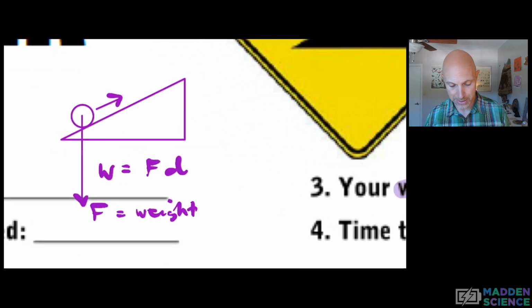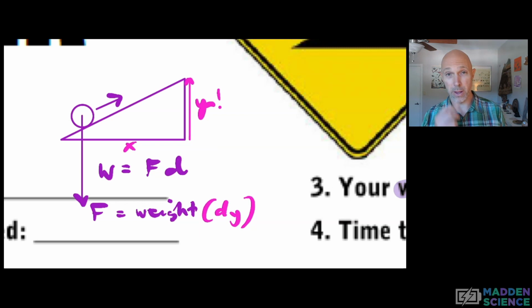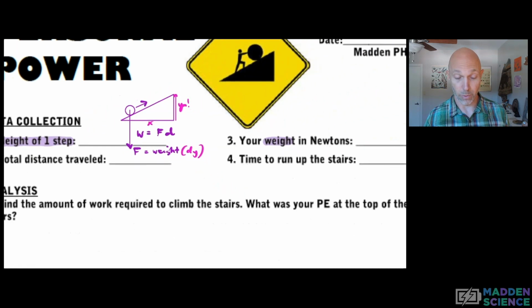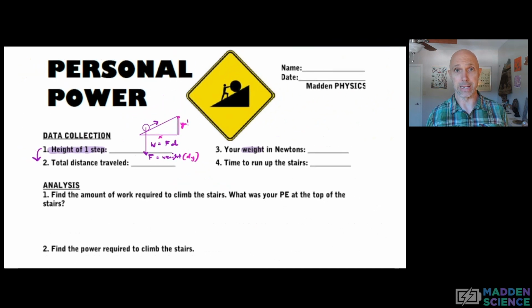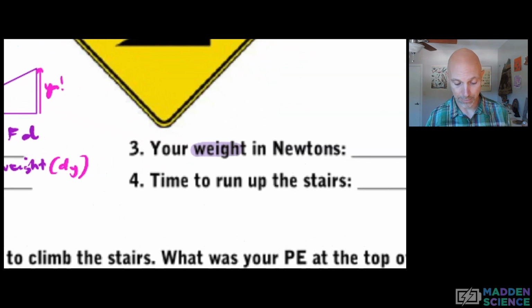But the distance really is just, in this case, the dy, because the weight is down, so the distance up is all that counts. So we're concerned with the y, not the x. Just this upward part. If you run up a hill or climb your stairs, we don't care about the x horizontal component, just the y. Hence, we don't care about the width of your stairs or the spot that's flat. We just want to know total height, then your weight, and then the time.